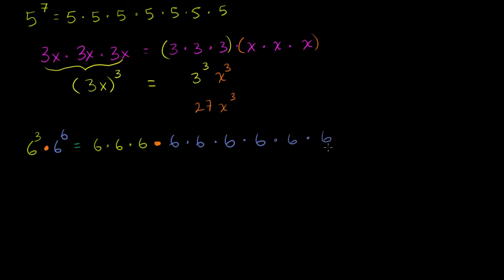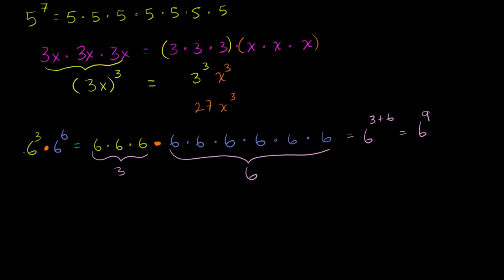So what is this whole number going to be? Well, this whole thing, we're multiplying 6 times itself how many times? 1, 2, 3, 4, 5, 6, 7, 8, 9 times, right? 3 times here, and then another 6 times here. So we're multiplying 6 times itself 9 times. 3 plus 6. So this is equal to 6 to the 3 plus 6th power, or 6 to the 9th power. And just like that, we've stumbled on another exponent property.